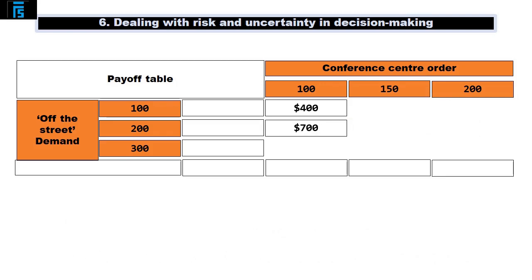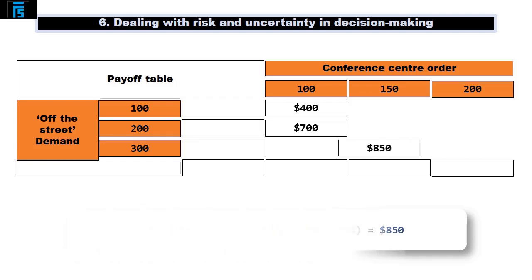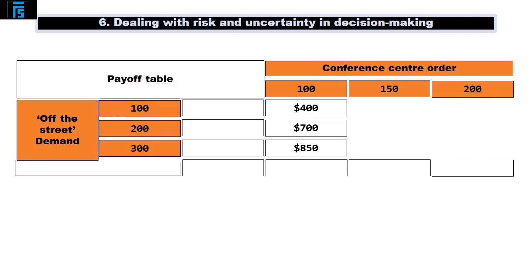Moving down to the next row, here we've agreed to sell 100 sandwiches to the conference centre and we have demand for 300 sales to off-the-street customers. However, we have a capacity limit of 350 sandwiches per day, so we can only supply 250 to off-the-street customers. We must supply 100 to the conference centre as we've signed an agreement to do so. This therefore earns us a contribution of 100 times $1 plus 250 times $3 is $850.